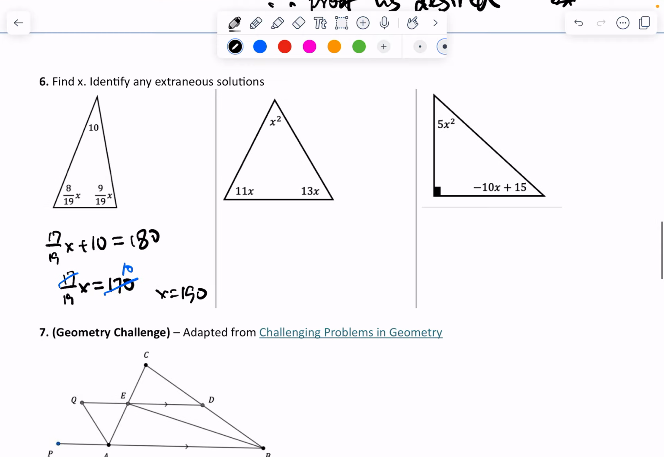Okay, this problem. x squared plus 24x equals 180. x minus 180 equals 0, and then you factor.